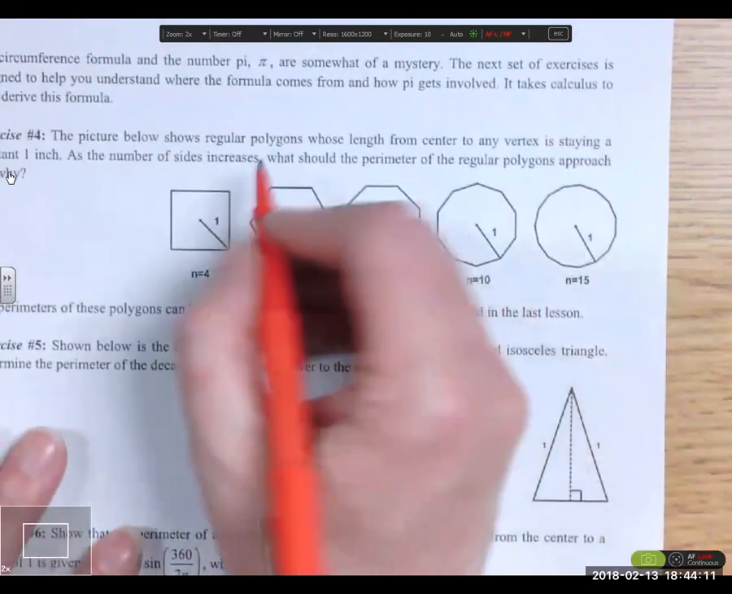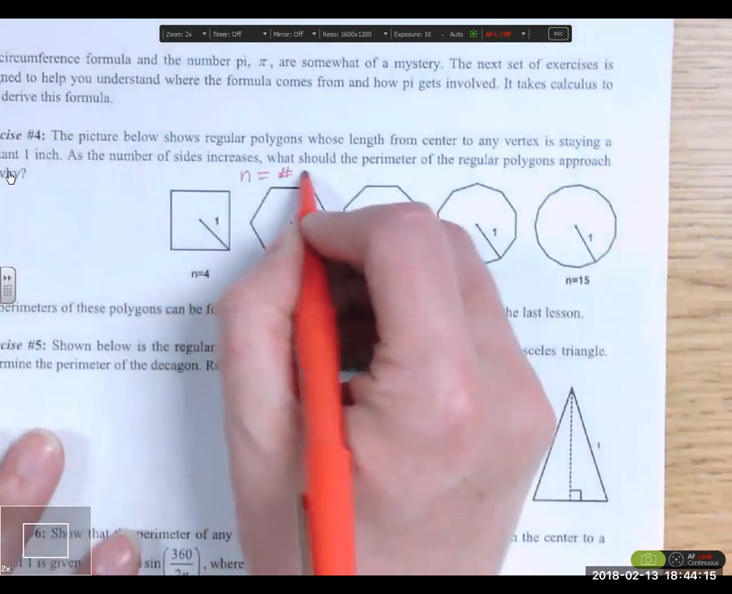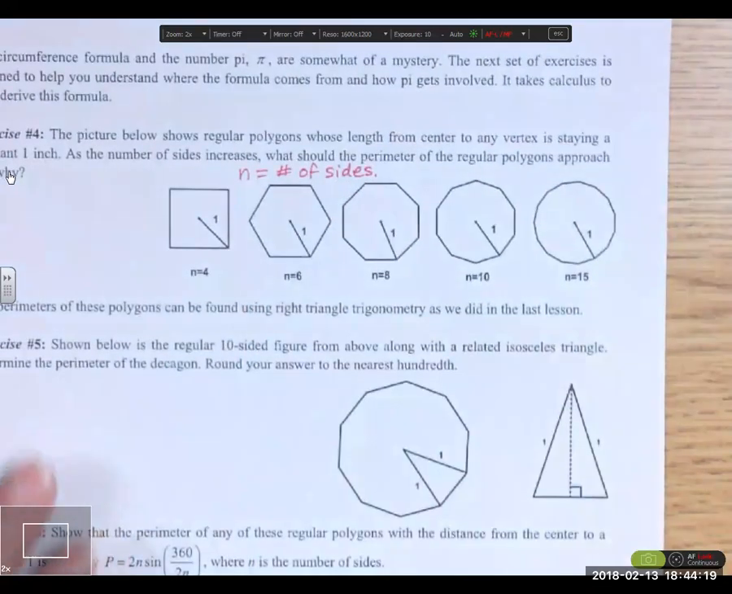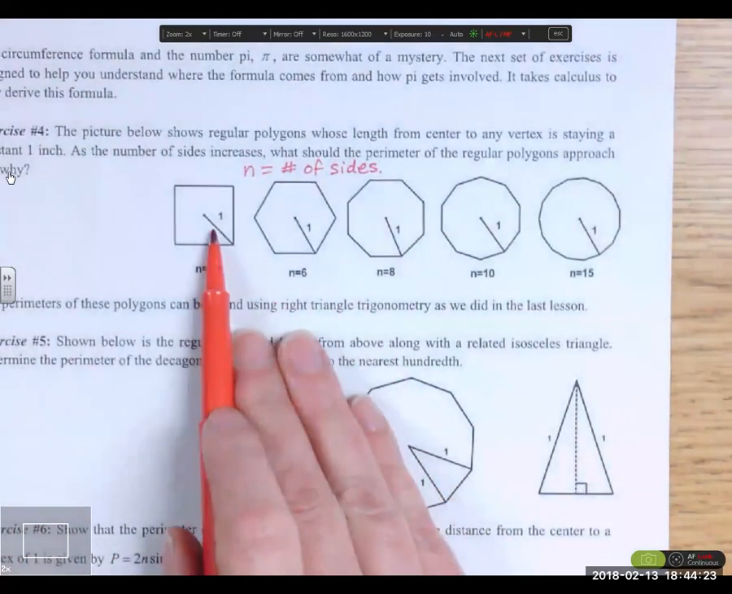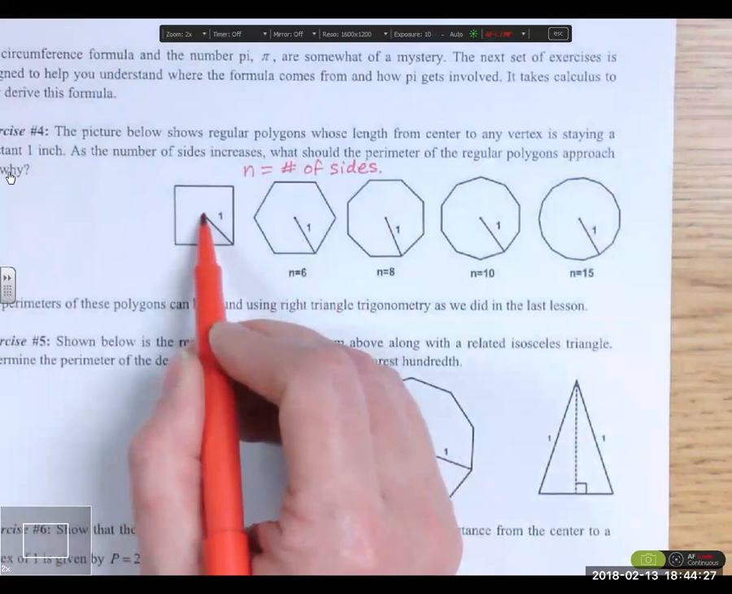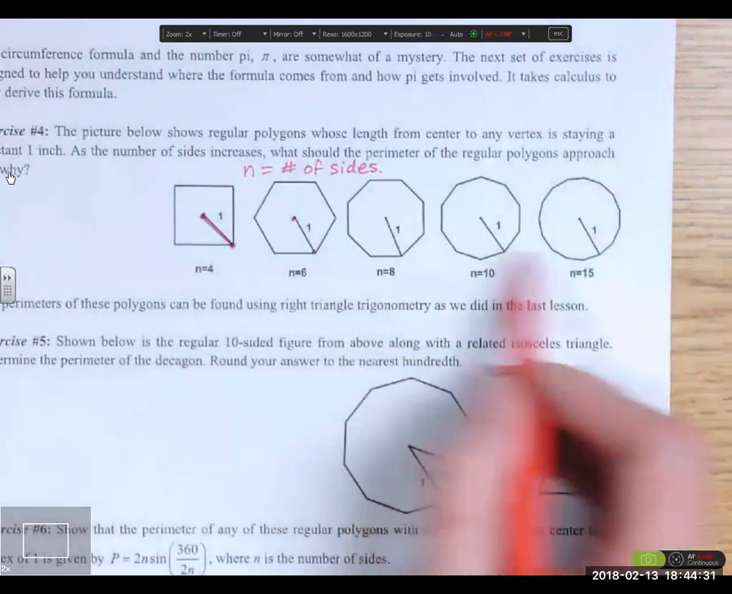In fact, in all of these, n is equal to the number of sides in the polygon. But in each of these, you should notice that there's this length of 1, and that comes from the center of the polygon out to a vertex. And they just repeat that on each one of those.